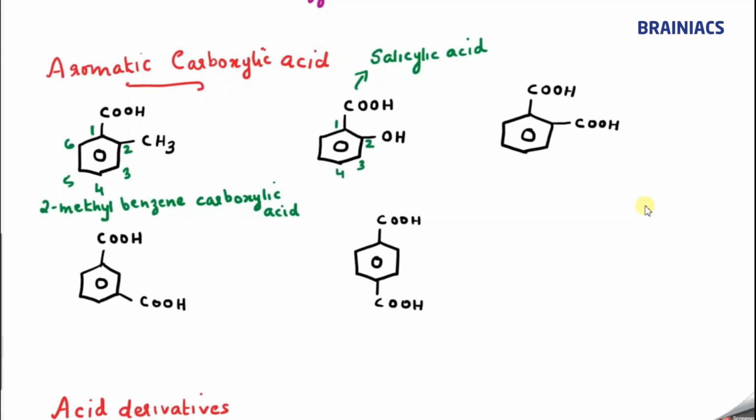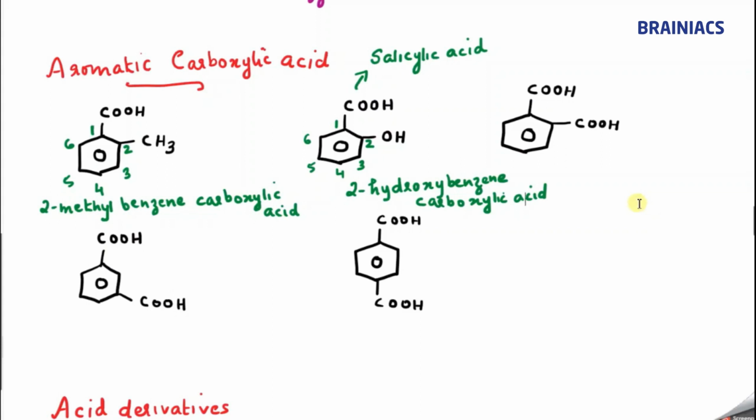Now what is the IUPAC name of this compound? 1, 2, 3, 4, 5, 6. So can anybody tell? We can say 2 hydroxy, correct? 2 hydroxy benzene. Either you can say benzoic acid or benzene carboxylic acid. 2 hydroxy benzene carboxylic acid. And what about the next one?